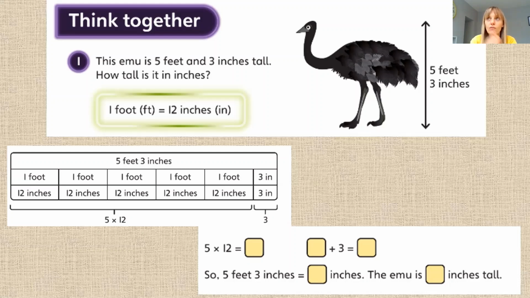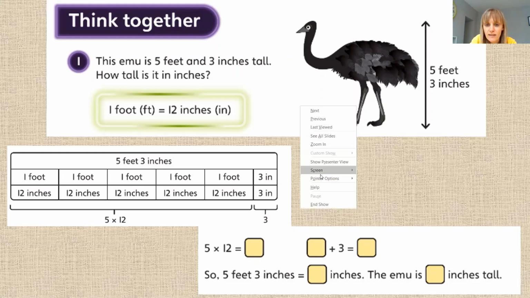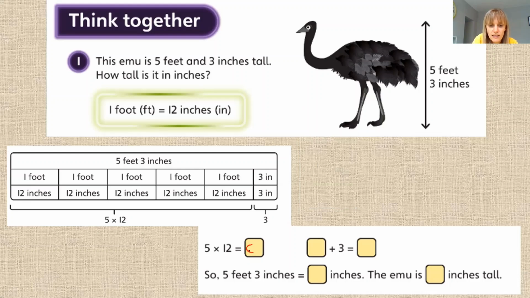What is 5 times 12? Or we could think 12 times 5, which is the same as 60, isn't it? So let me get my pen. Here we go. So 5 times 12, I'm going to write the answer in here, is 60. And then we've got 60.